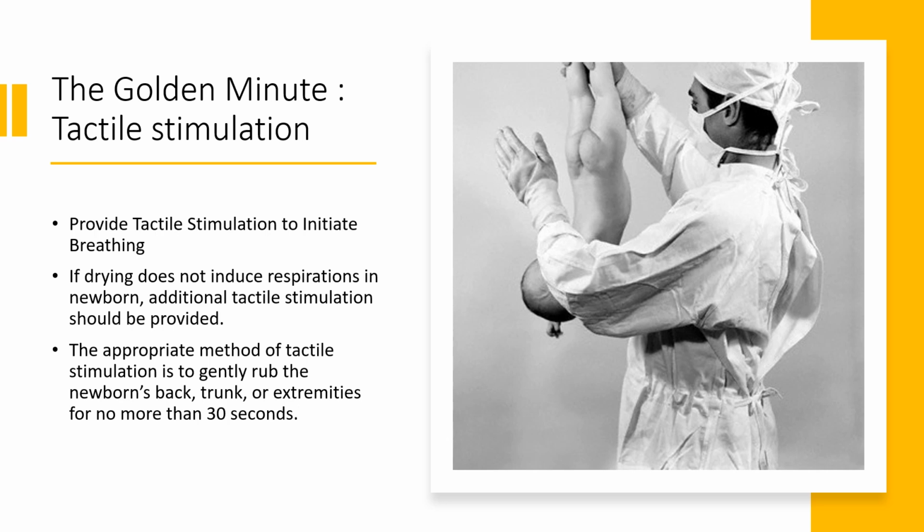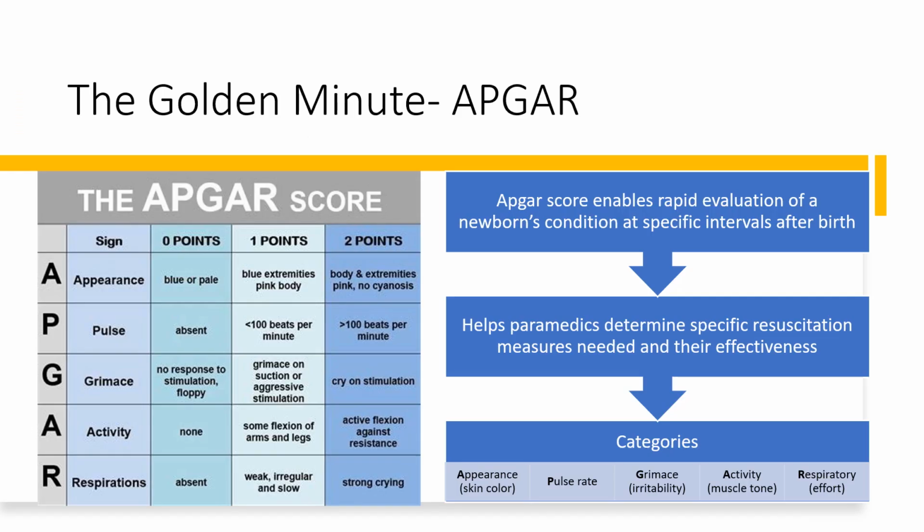But the best tactile stimulation is just the drying of the kiddo. Next, sometimes flicking of the feet or a little bit of the bottom causes enough of a response with the kiddo to get them going. If that doesn't work and they're still not doing well, we can try to stimulate a couple other ways, but after that, we're going to start looking at more ventilation and working on that. Rubbing the baby's back, trunk, and extremities. We don't want to do this any longer than 30 seconds during that golden minute.